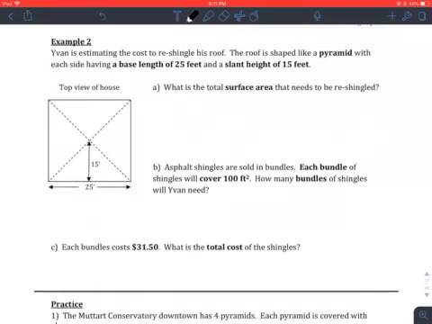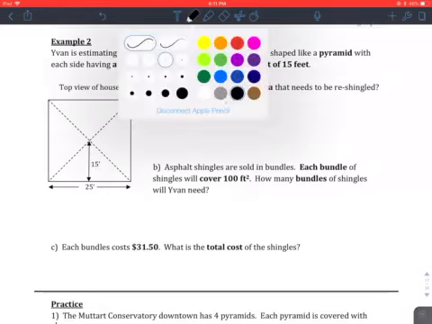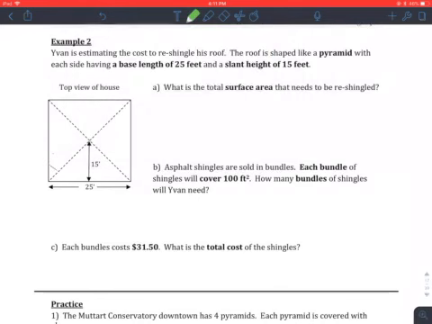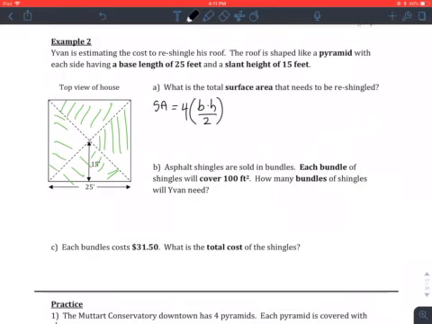So if I'm looking at the top of my house, I need to redo my entire roof. Now in this case, that's going to mean that I have 4 identical triangles to worry about. So I know the surface area of one triangle is base times height divided by 2. I do, however, have 4 identical triangles, so I'm going to multiply that area of one triangle by 4.